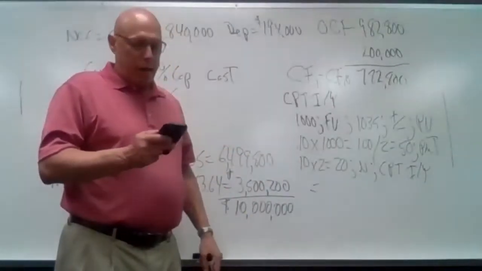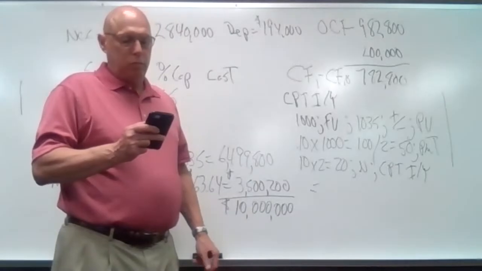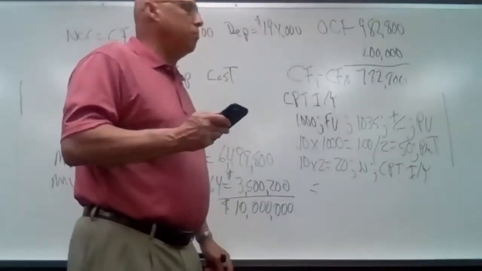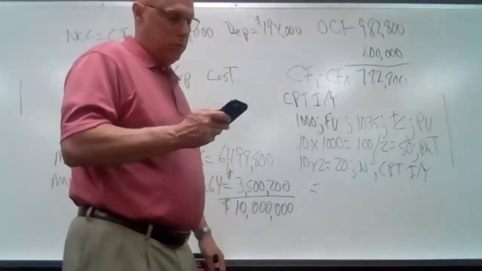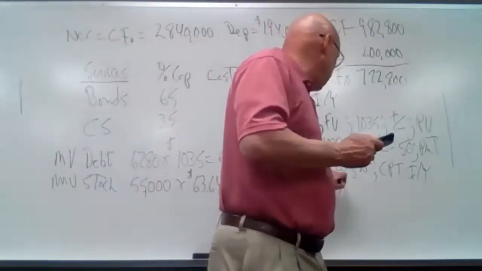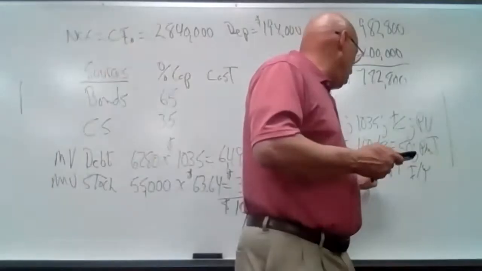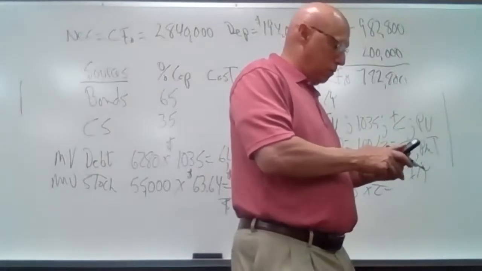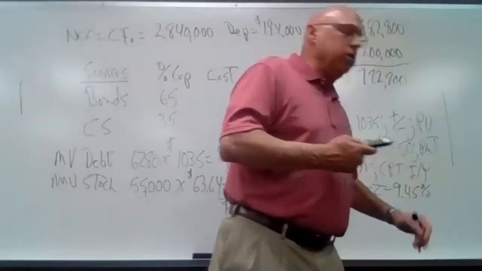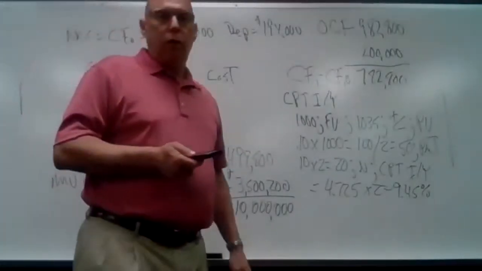So what's our I/Y? Give me the semi-annual I/Y. 4.725. Yep. 4.725. That is the semi-annual I/Y times 2. 9.45. 9.45%. That is our annual pre-tax cost of debt.